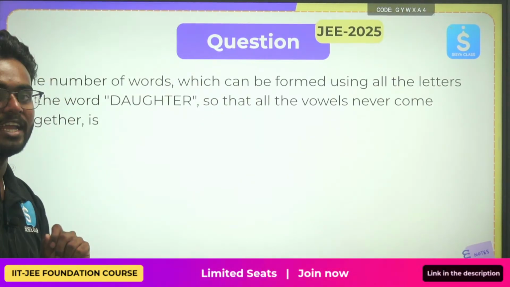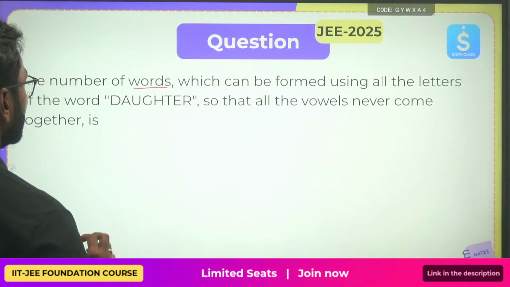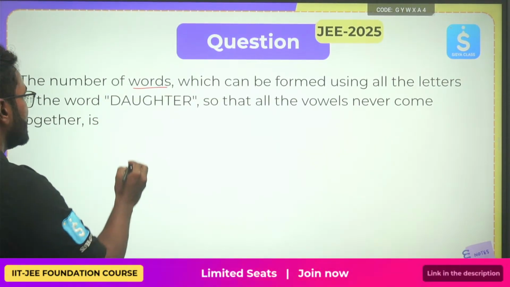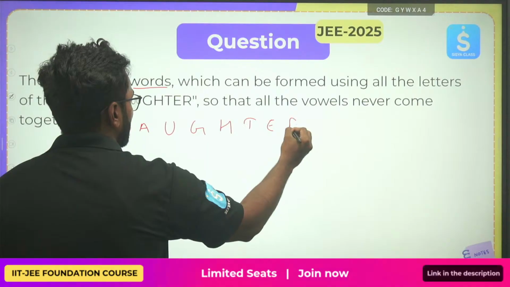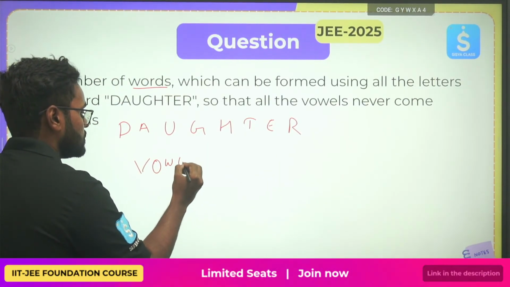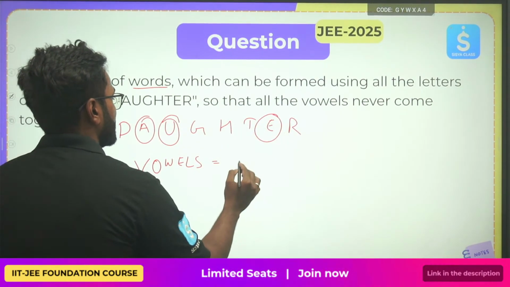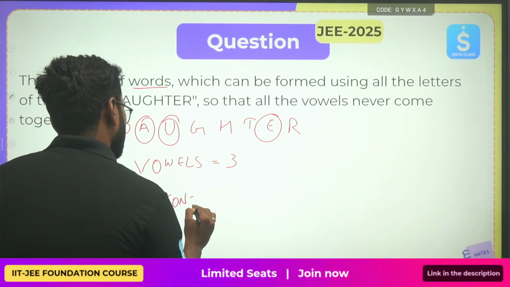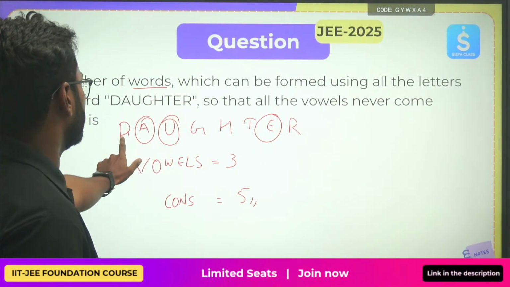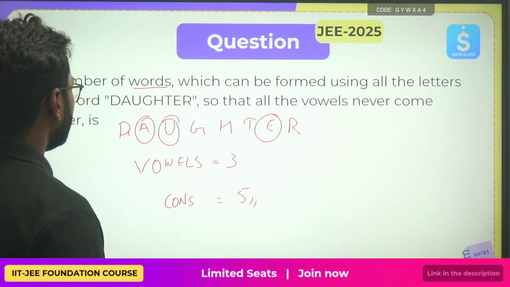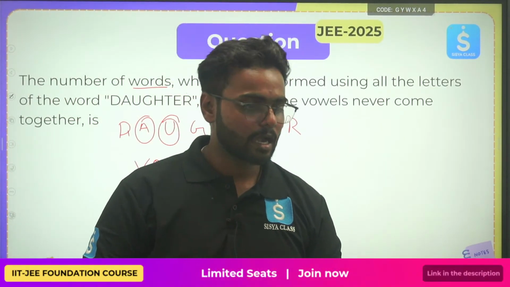Coming to this question, it has been asked in JEE 2025. The question is: the number of words which can be formed using the letters of the word DAUGHTER so that vowels never come together. Vowels: A, U, E. We have 3 vowels. Consonants: we have 1, 2, 3, 4 and 5, that is D, G, H, T and R. We have 5 consonants. Now, he is asking that vowels never come together. Let us find out the condition in which vowels come together.